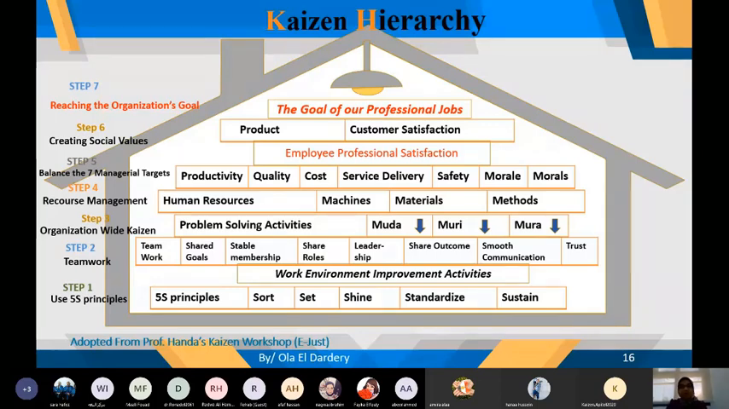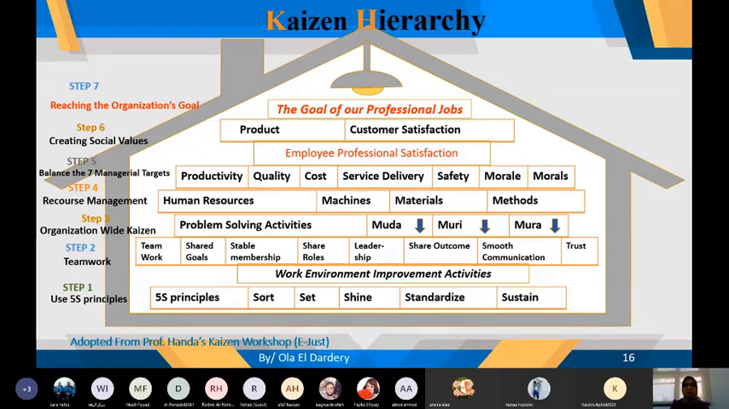We have to say that if we check here, we have the 5 principles in the bottom, the 5S principles. The 5S principles, as we said, is one of the pillars of Kaizen. We also said that we have organization-wide Kaizen. This is the second step where we eliminate any source of waste. We said we have 3 sources of waste here, the Muda, the Muri, and the Mura. And as well, we have something very important, which is creating the value and standardizing this value.